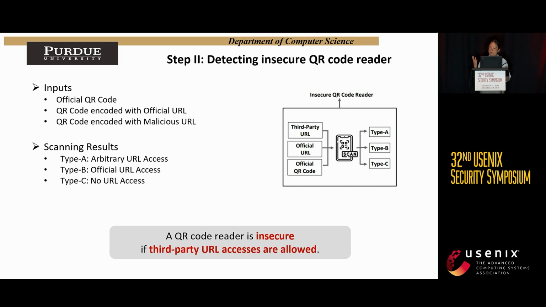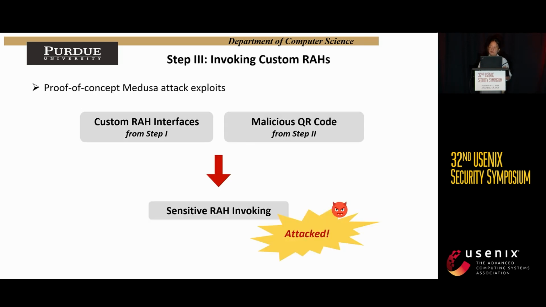We consider a QR code reader insecure as long as any third-party URL accesses are allowed. In this way, an attacker can construct a malicious third-party website contained in the malicious QR code, which will be accepted by the QR code reader, and then the remote server will be able to invoke the local RH and access the app-native resources or functions. And after the two steps, we can determine if an app is vulnerable to the Medusa attack.